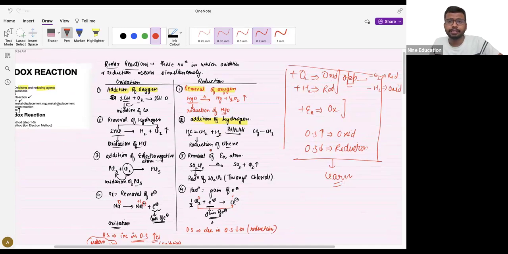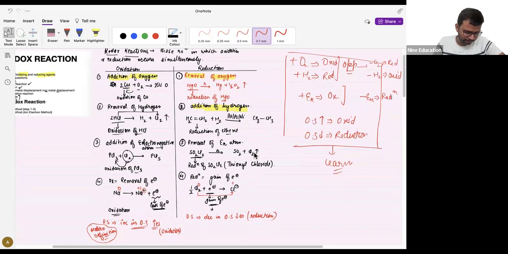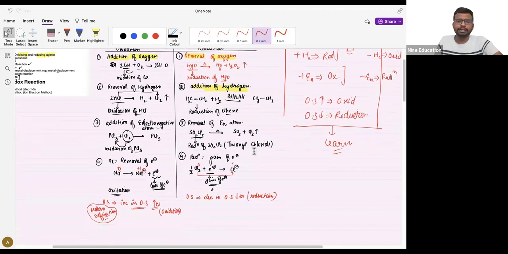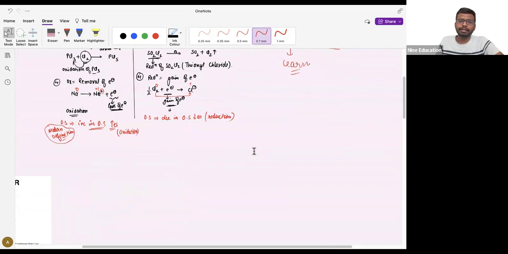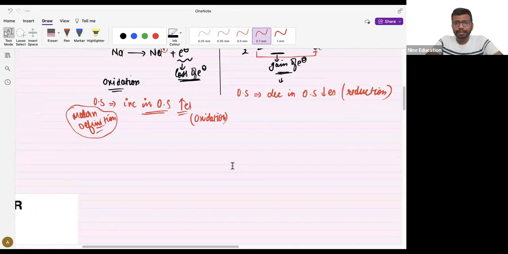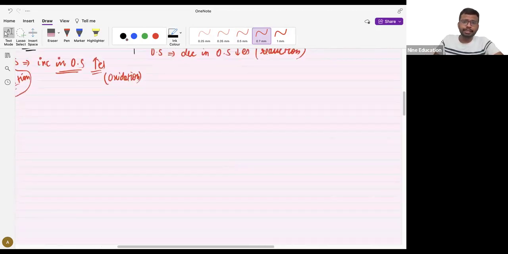See, this is very important, beta. Similarly here, adding of electronegative atom will be oxidation. Similarly, removal of electronegative atom will be reduction. Done na? So these are the definitions of oxidation and reduction. Next, we will see what is oxidizing agent and what is reducing agent.